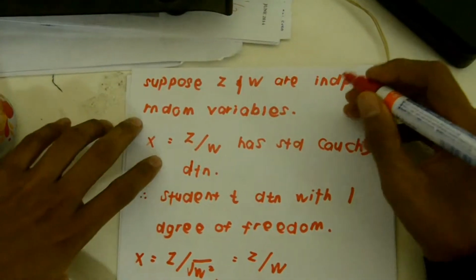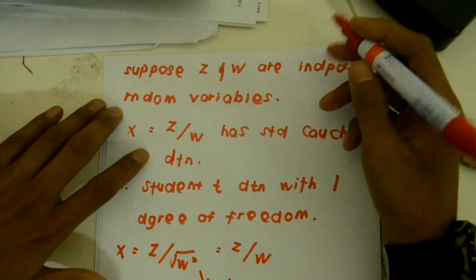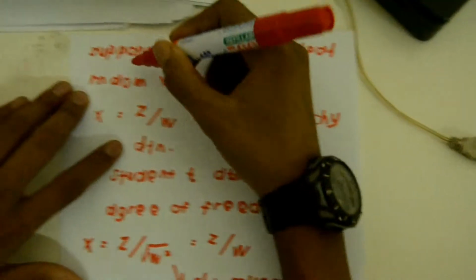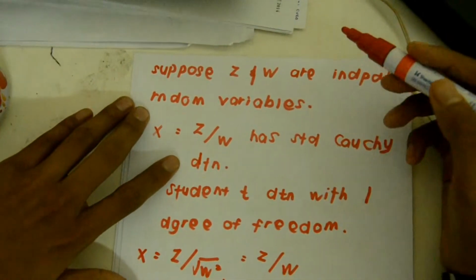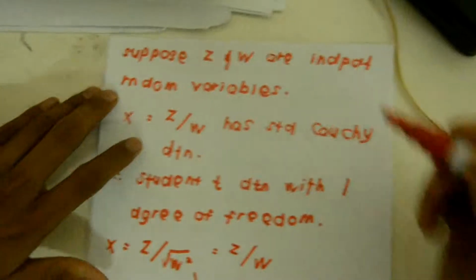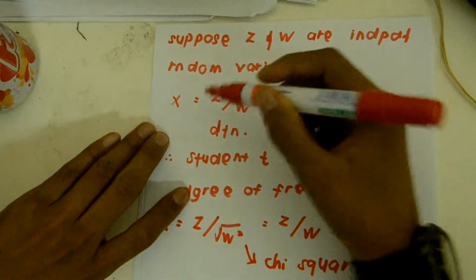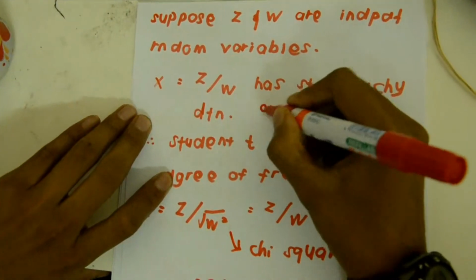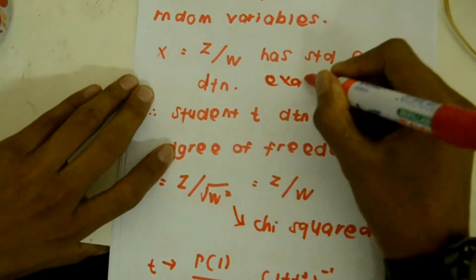Second of all, I will explain to you guys the examples of questions in Cauchy distribution. For this question, we can prove that two independent variables can be related to the Cauchy distribution. First of all, x equal to z over w has a standard Cauchy distribution. This is for the example question.